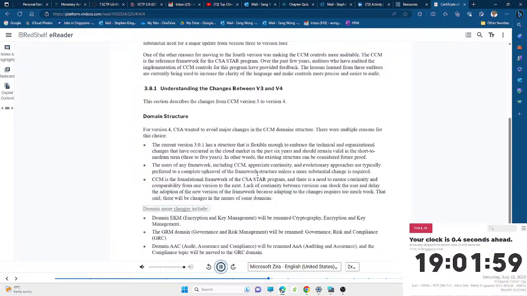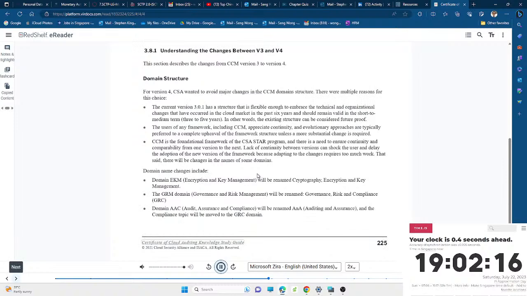Domain name changes include: domain EKM, Encryption and Key Management, will be renamed Cryptography, Encryption, and Key Management. The GRM domain, Governance and Risk Management, will be renamed Governance, Risk, and Compliance, GRC. Domain AAC, Audit, Assurance, and Compliance, will be renamed ANA, Auditing and Assurance, and the compliance topic will be moved to the GRC domain.